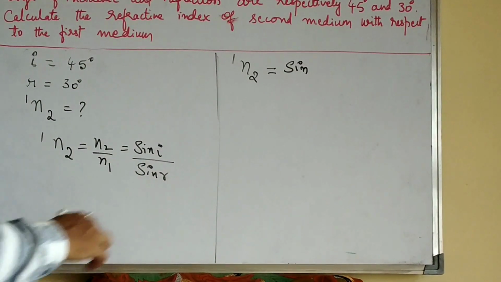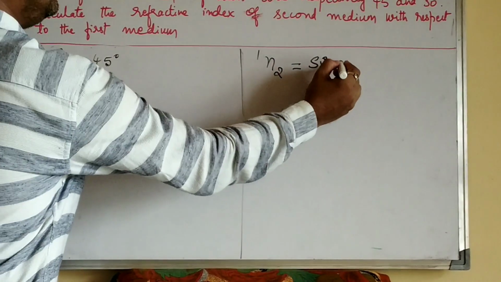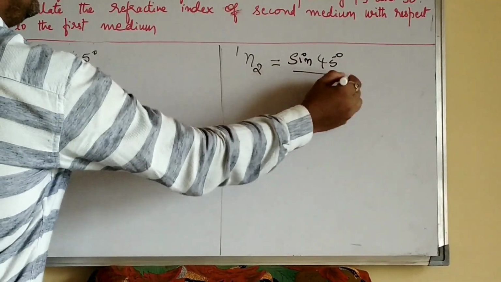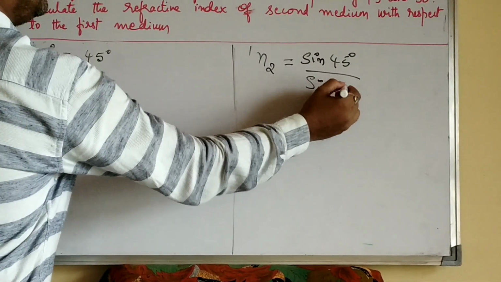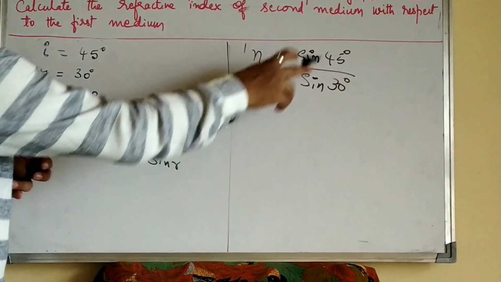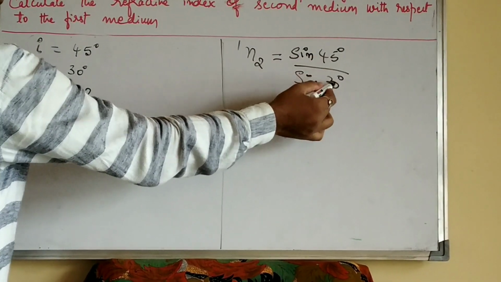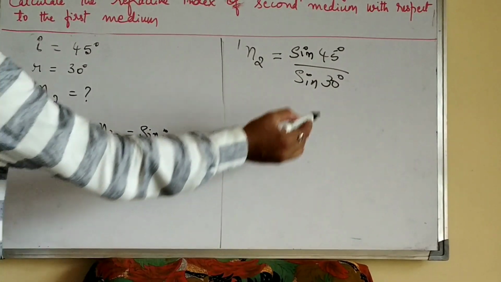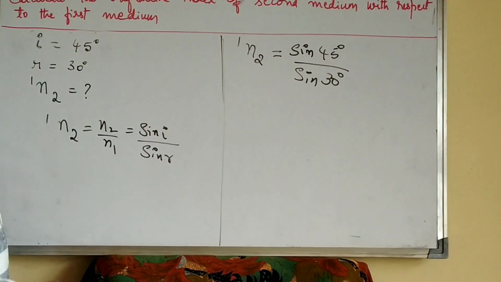Now, this is equal to sin I. Sin I means the angle of incidence is given, that is sin 45 degrees, divided by sin of the angle of refraction, 30 degrees. From the concept also you should be very careful that the angle of incidence is always greater than the angle of refraction. Why? Because at refraction the ray moves towards the normal, that's why the angle decreases.